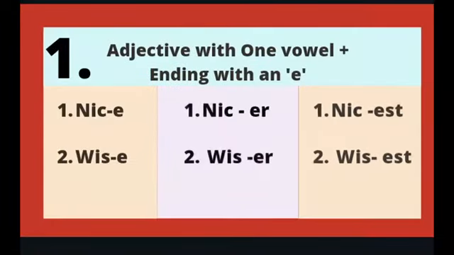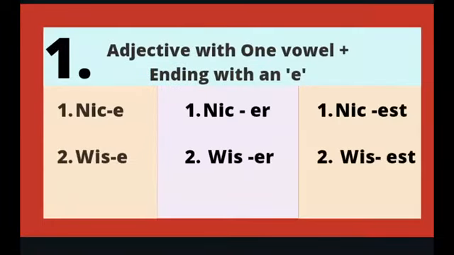Rule number 1. Adjective with one vowel and ending with an E. Now for example, the word nice, there's one vowel and it ends with E. So its comparative degree would be formed by adding R at the end of the word. So nice will become nicer, and superlative degree is obtained by adding ST at the end of the word. So nice will become nicest. Likewise, we have wise, wiser, wisest. Please go through those examples before we do the exercise.